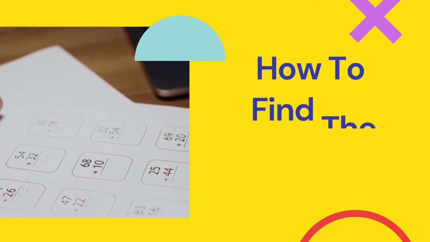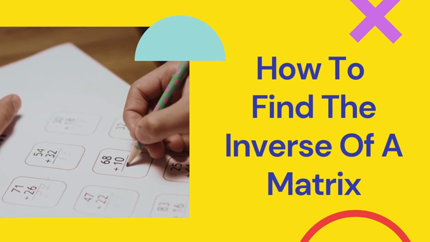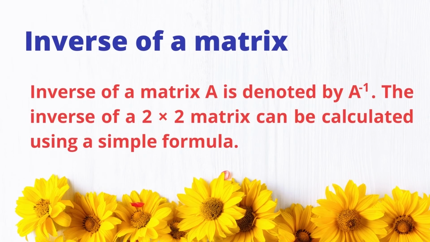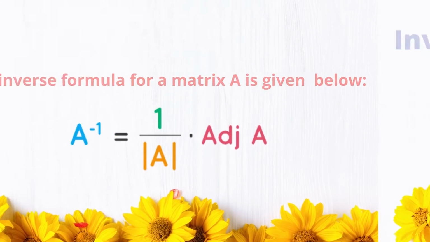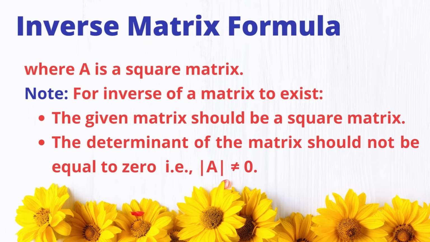Now we will see how to find the inverse of a matrix. Inverse of a matrix A is denoted by A to the power -1. The inverse of a 2 by 2 matrix can be calculated using a simple formula. The inverse formula for a matrix A is given here, where A is a square matrix. Remember that, for inverse of a matrix to exist, the given matrix should be a square matrix. The determinant of the matrix should not be equal to 0.